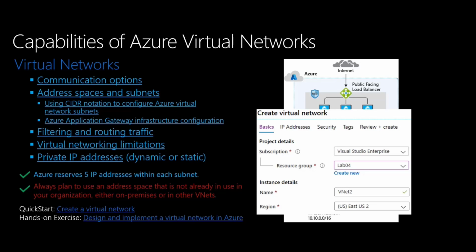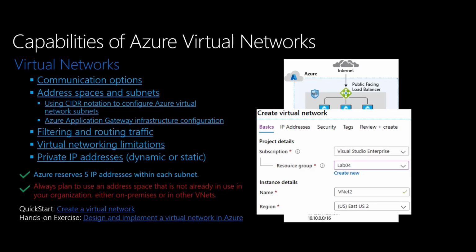Regions. Each VNet, or virtual network, is scoped to a single region or location. However, multiple virtual networks from different regions can be connected together using what's called virtual network peering.